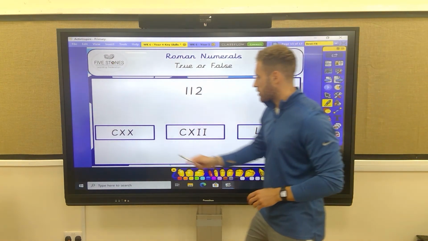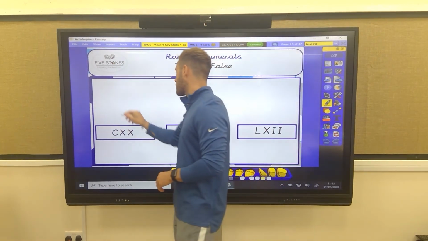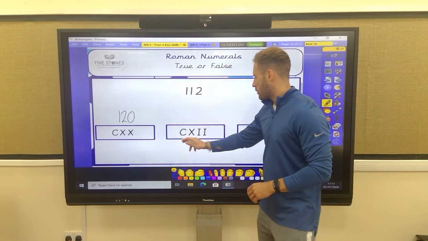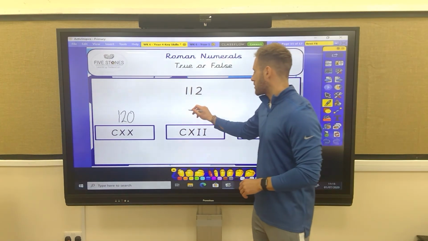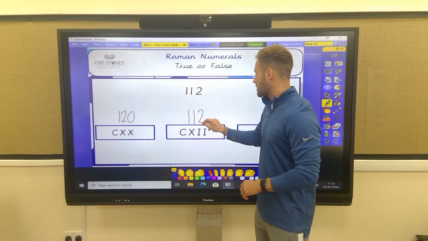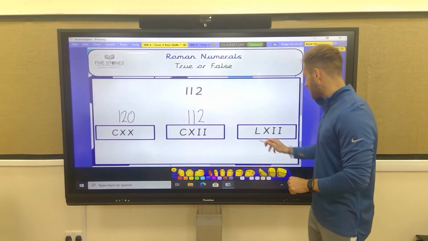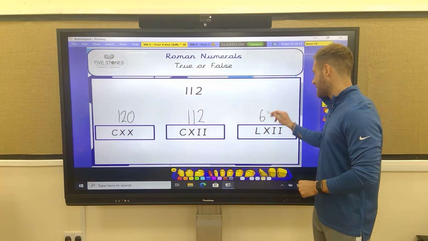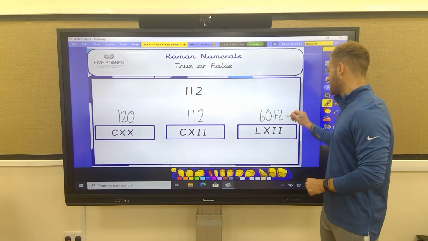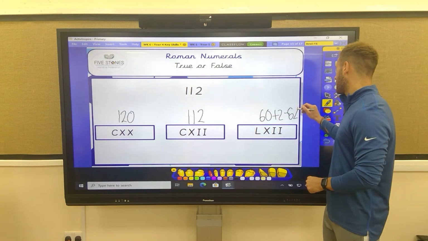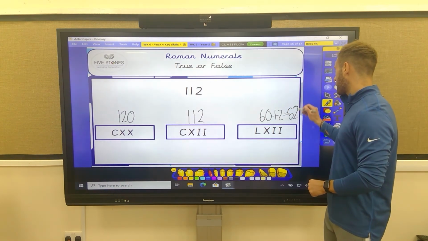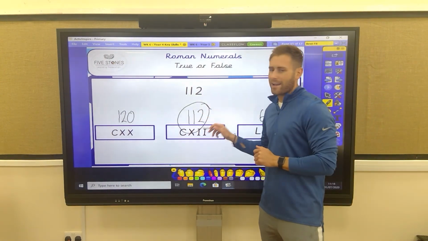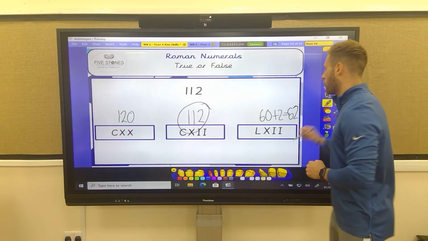Right, let's have a look. We've got 100, 10, 10, which is actually 120. Not quite what we wanted. 100, 10, 2, which is actually 100, 10, 2 ones. 112. And then we had L and X. L and X is 60. Plus the 2 equals 62. Great. So, which one was true? This one in the middle here was true. CXII, 112.